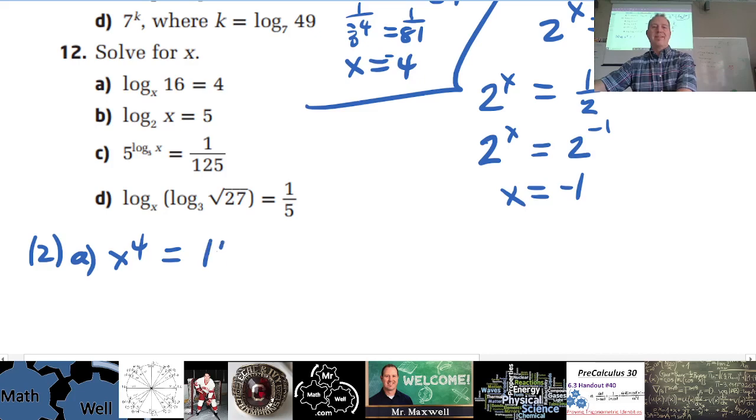X to the 4 equals 16. Look at this. What is that? I mean, that's 2, of course it's 2. Now you can write it like this: 2 to the power of 4 is 16. You were just guessing? See, that's how easy it is.